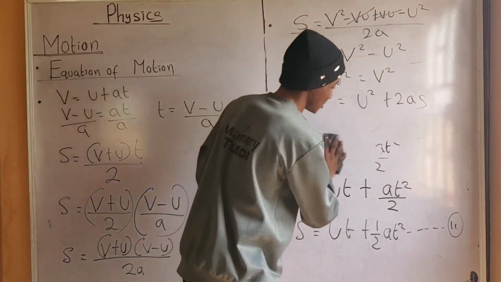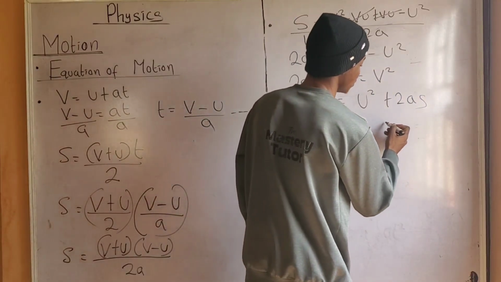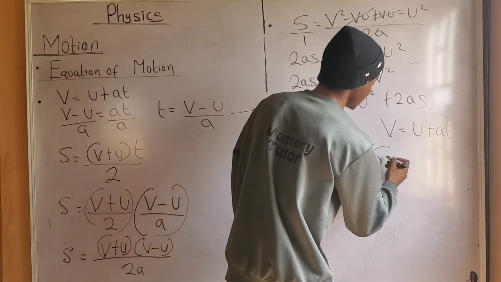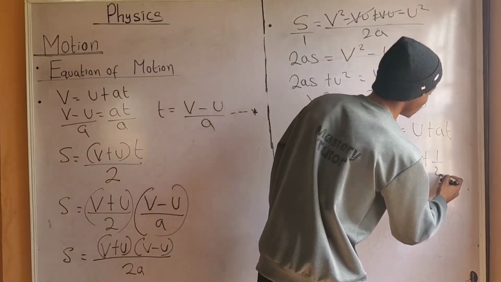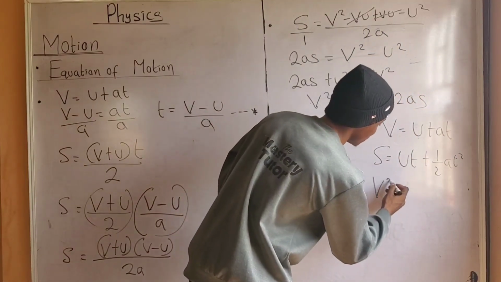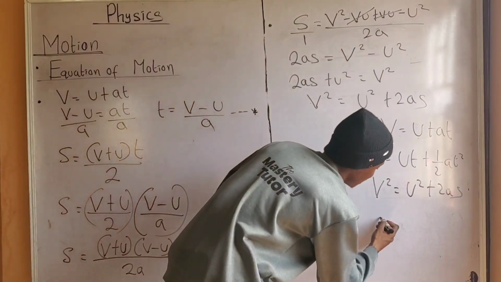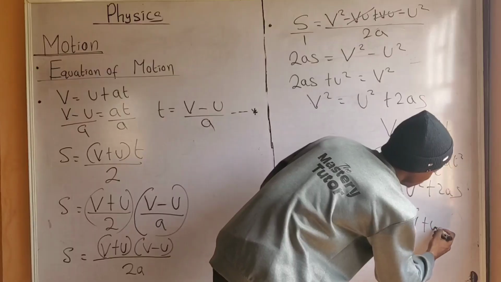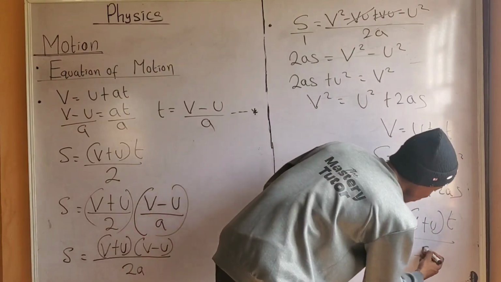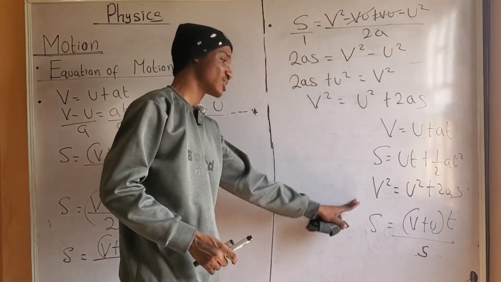So I want you to take note of this. The first equation is v equals u plus at. The second is s equals ut plus 1 over 2 at squared. And the third equation is v squared equals u squared plus 2as. You can add this to it: s equals v plus u multiplied by t all over 2. You can add this equation to it. So I want you to pay attention to all these formulas.